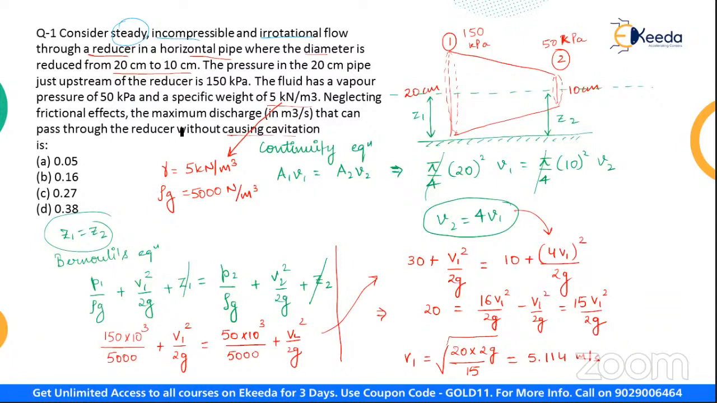Now the question was asking about maximum discharge. So the maximum discharge will be equal to A1 into V1. So it will be pi by 4 into 20 square into the value of V1, that is 5.114. So this value comes out to be 0.16 cubic meter per second. So the correct option here will be option B. I hope this is clear to everyone. Moving on to question number 2.